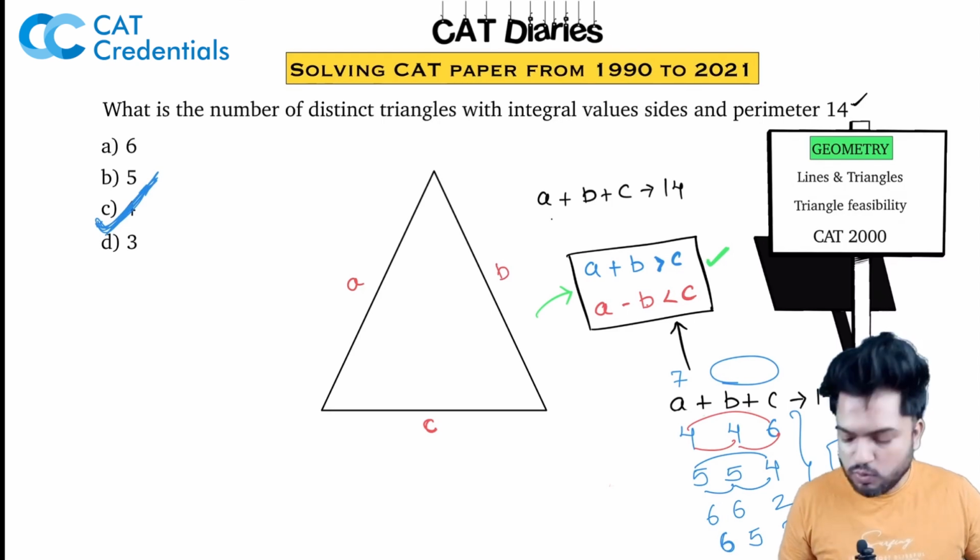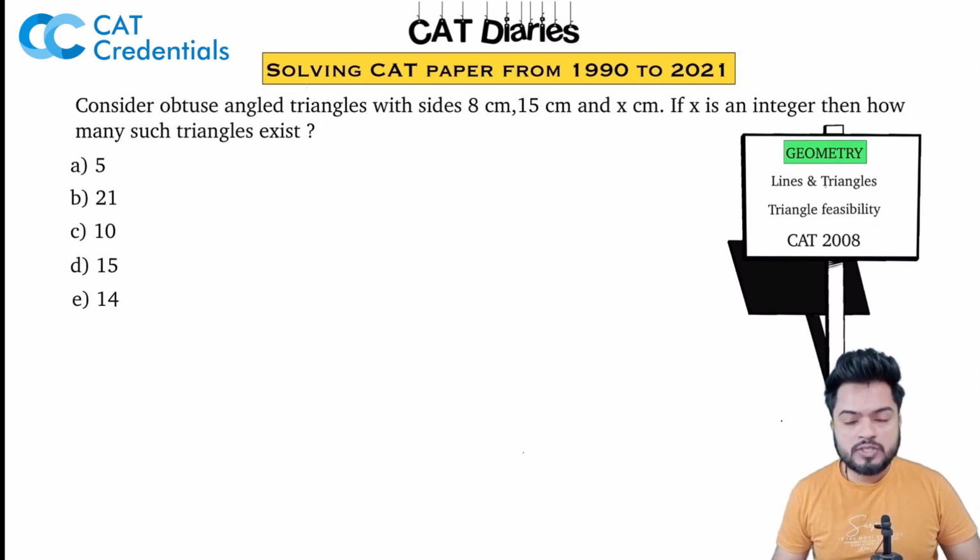The only scope of making a mistake here is writing the cases. If you know the property and you can write the cases well, think it logically, you can reach the answer quite easily. So let us now see the second problem on triangle feasibility. This problem appeared in CAT 2008.